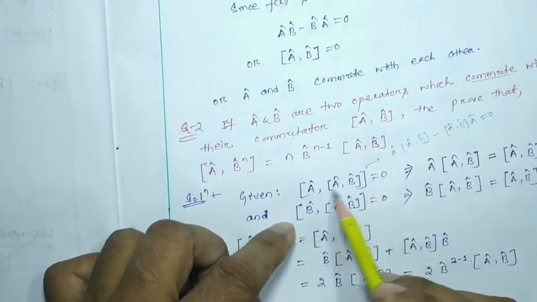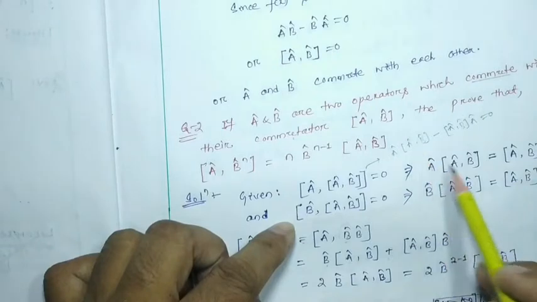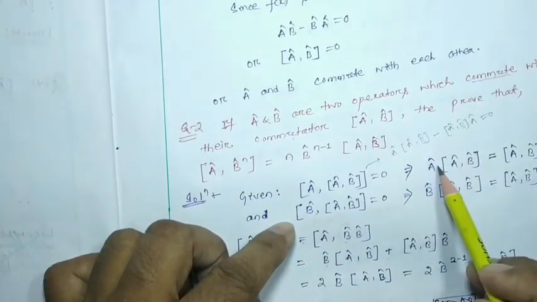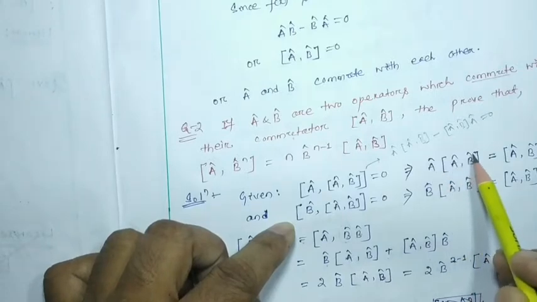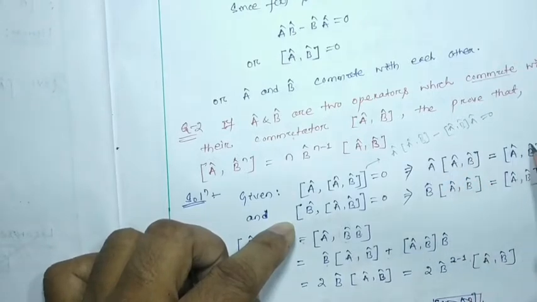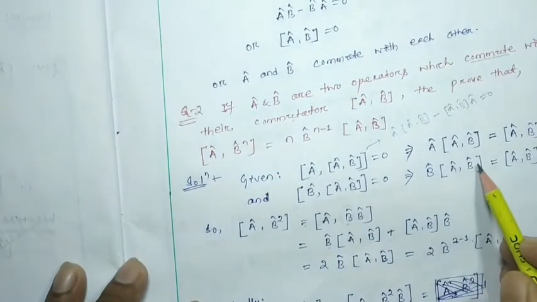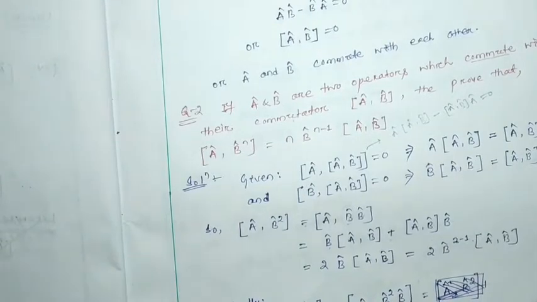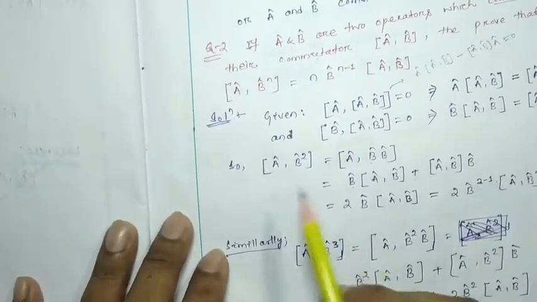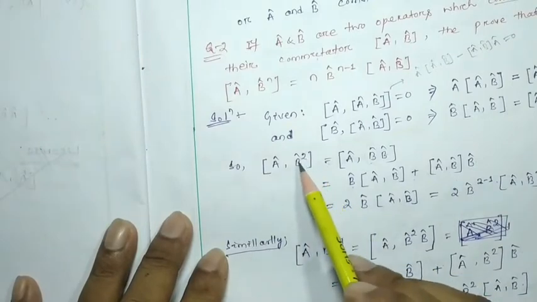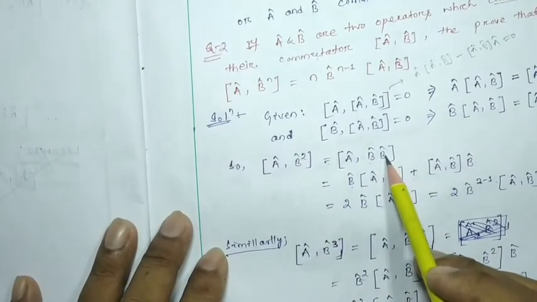So if it is equal to 0, then it implies that A cap operated over the [A cap, B cap] commutator will be equal to the [A cap, B cap] commutator operated over A cap, like this. Okay, so that implies [B cap, A cap B cap] commutation will be this one. So now we are going to consider [A cap, B cap square]. So B cap square can be written as B cap into B cap.